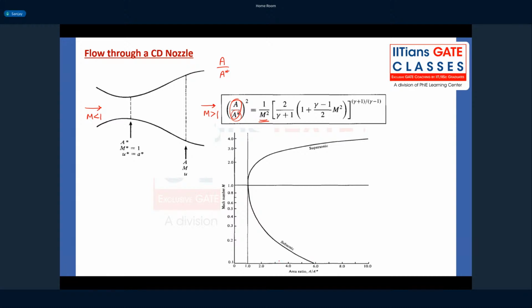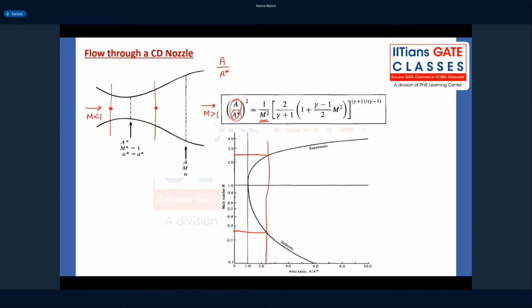You will see that for a given value of A by A star, you have two values of Mach number. One value corresponds to subsonic flow and the other value corresponds to supersonic flow, which you can see here also. So let's say this station and this station have the same A by A star, but here the flow is subsonic and here the flow is supersonic. So you will have two solutions.